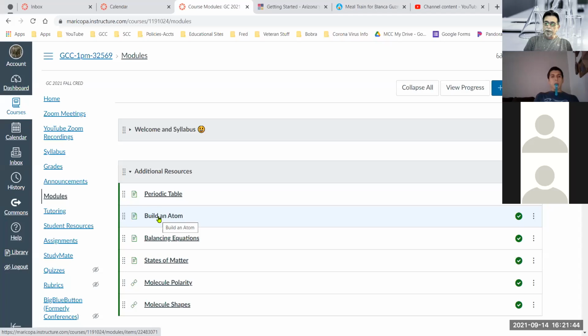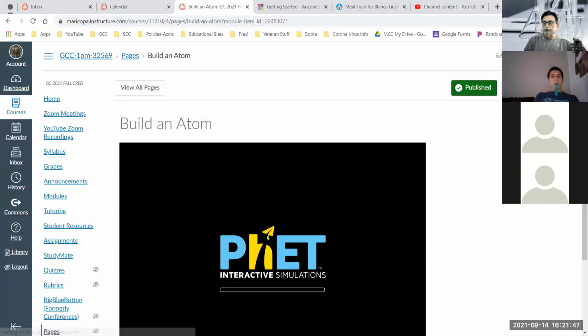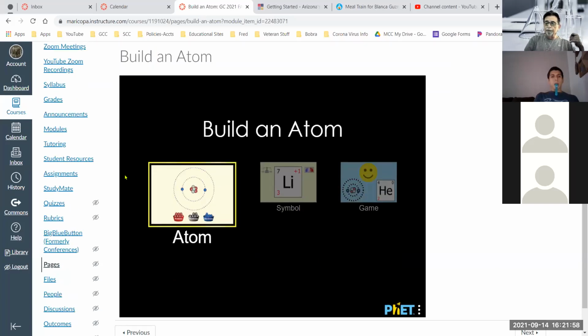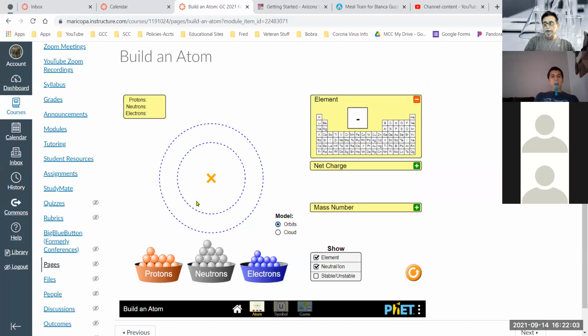If you click it, it will send you to a site that has simulations. They have multiple simulations run by the University of Colorado, I believe. The one I have listed here is called Build an Atom. If we click, there are three choices, but just pick the first one, Build an Atom. You have this image here. You'll see three buckets: red, gray, and a bluish color. Those represent the proton for the red, the neutron in the gray, and the blue color as the electron.